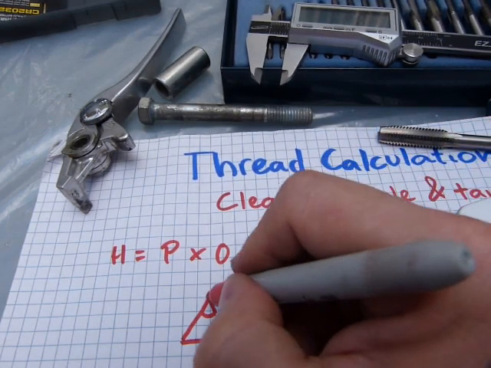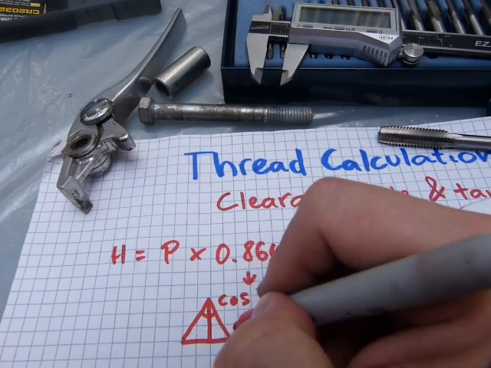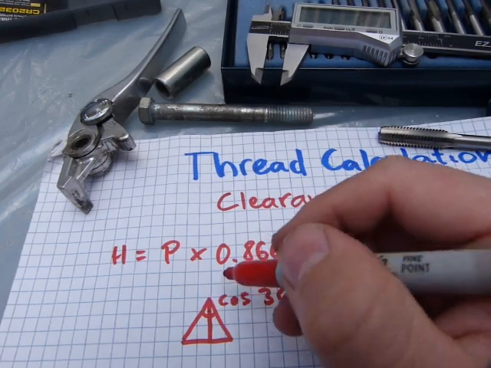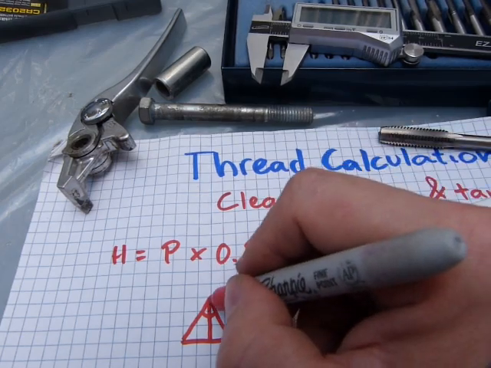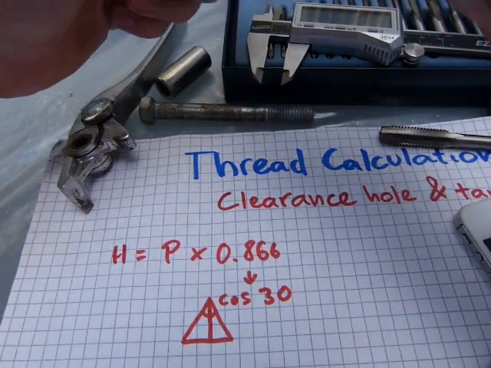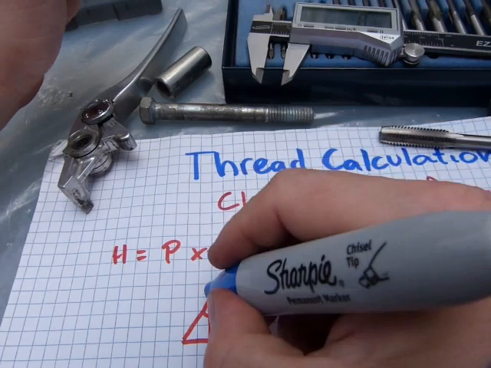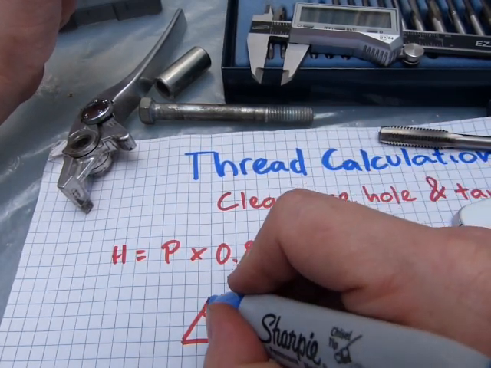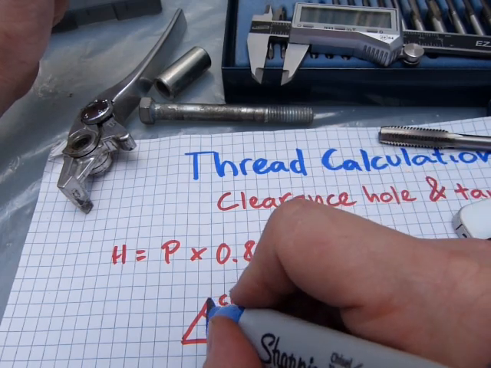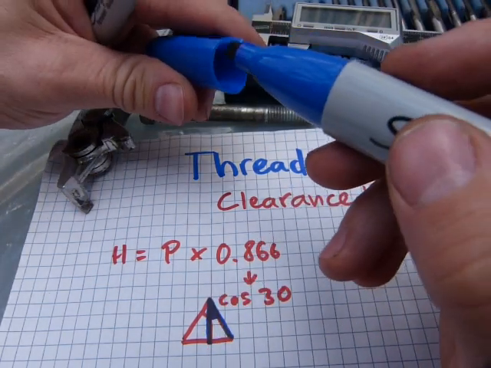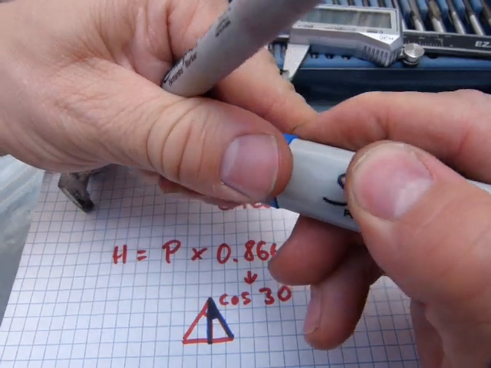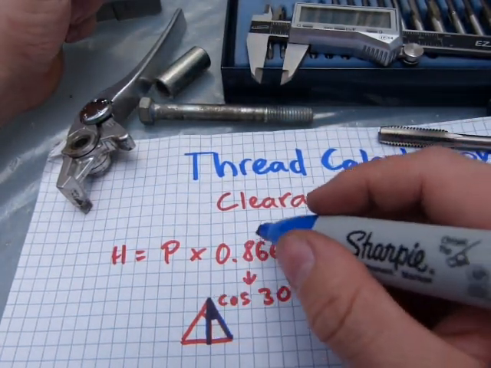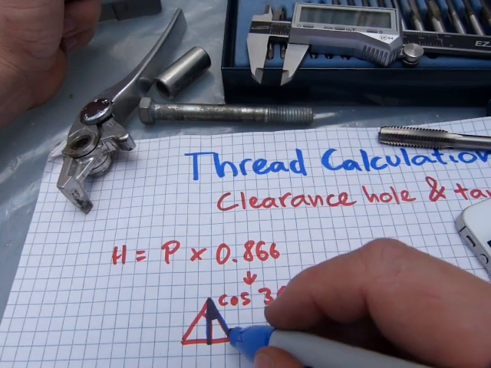Now cosine 30 comes about when I chop this one in half. Now I have a 30-60-90 triangle, and cosine 30 relates the length of the flank here to the height of the thread when we are having the 30-degree angle as our reference angle, and that's where that 0.866 comes from.